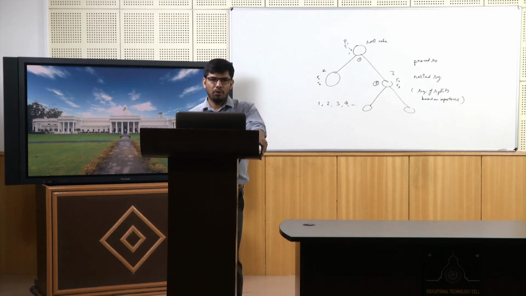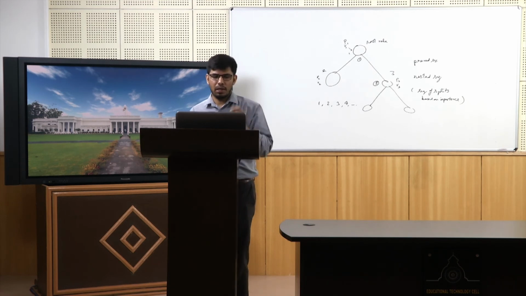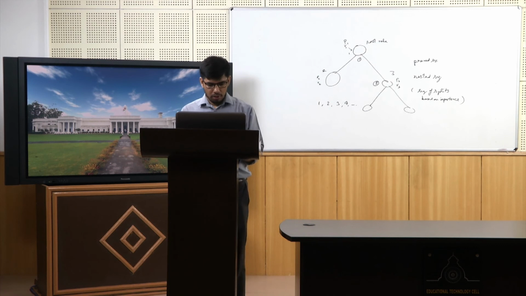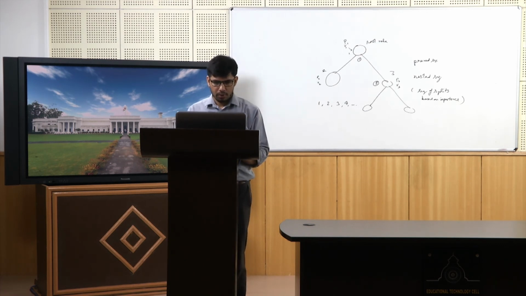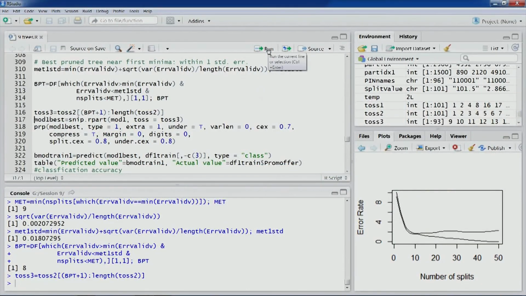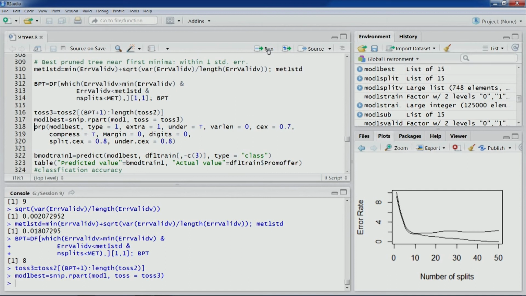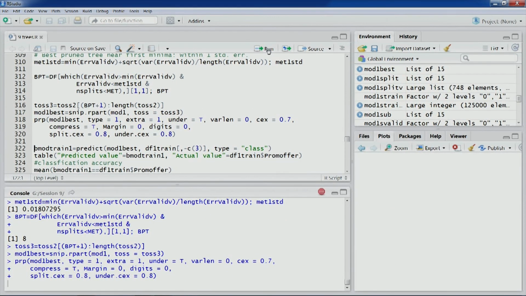We should actually remove the splits which are least important, and that sequence has to be followed rather than the sorted sequence as we are doing in this example. So let's do this for an exercise. We compute this toss3, then we call the snip.rpart function and pass this argument, and we'll get the subtree, and then we can print this subtree here.